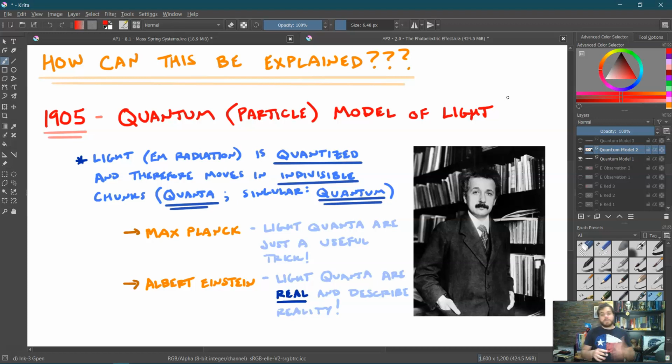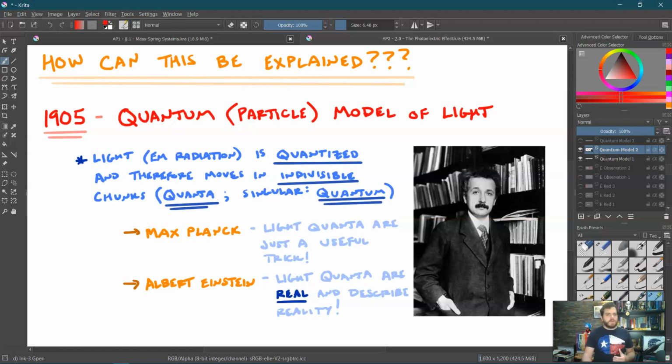And this was an idea that was first introduced by Max Planck really before 1905. But Max Planck, who was a German physicist, really just came up with this idea as a useful trick. Basically, if he treated light in this way, he could solve some problems that we're going to talk about more in class. But then in 1905, Albert Einstein saw this trick that Max Planck had used, and he was like, that's not just a trick. That's actually how light behaves. It actually describes reality, and it explains the photoelectric effect.